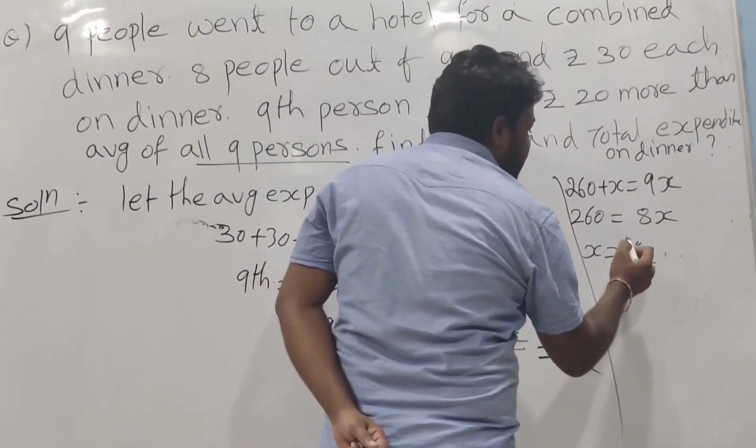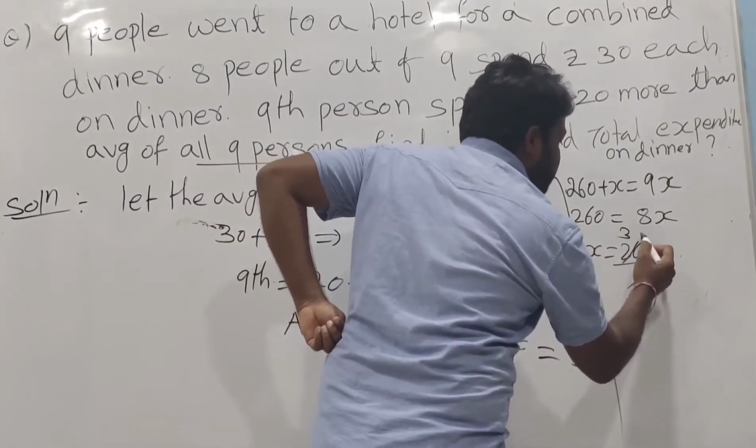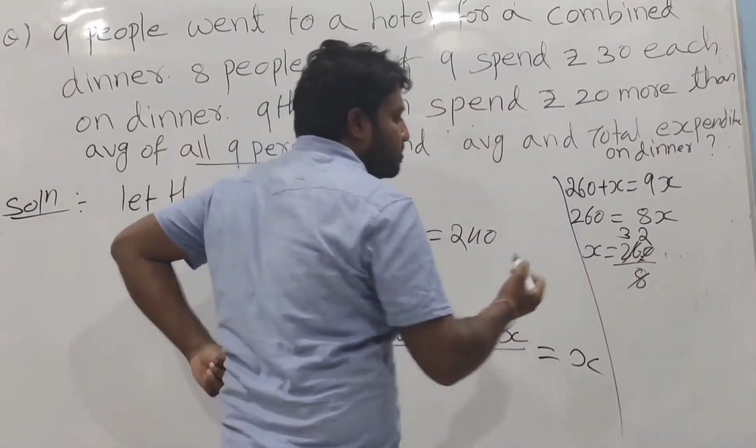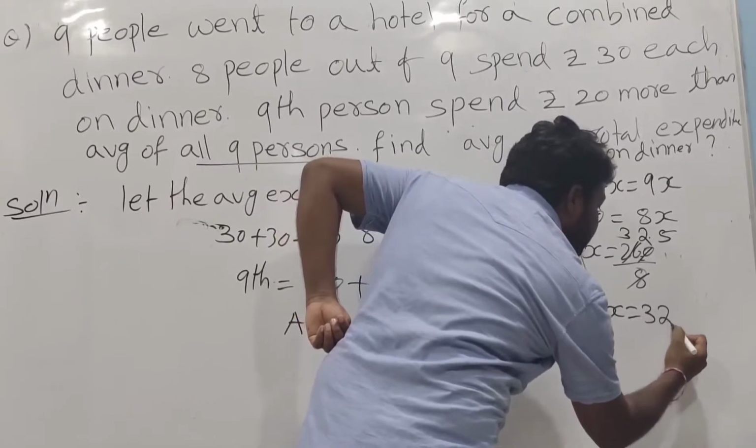So this is nothing but: 8 3s are 24, remainder is 2. 8 2s are 16, again 4 is the remainder. So I will keep a point here. 5s are... So X value is 32.5.